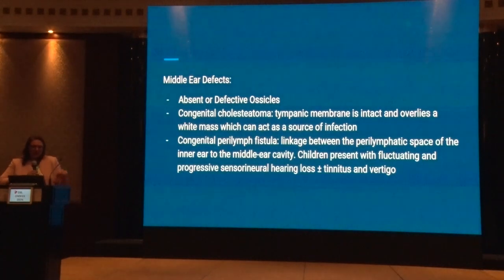The parent comes complaining that the child sometimes can hear and sometimes can't hear, especially in school. Sometimes the child is very intelligent and tells the parents that he feels dizzy, or they can notice nystagmus in the eye. And we found this problem is a perilymph fistula. It is a connection between the middle ear and the inner ear.